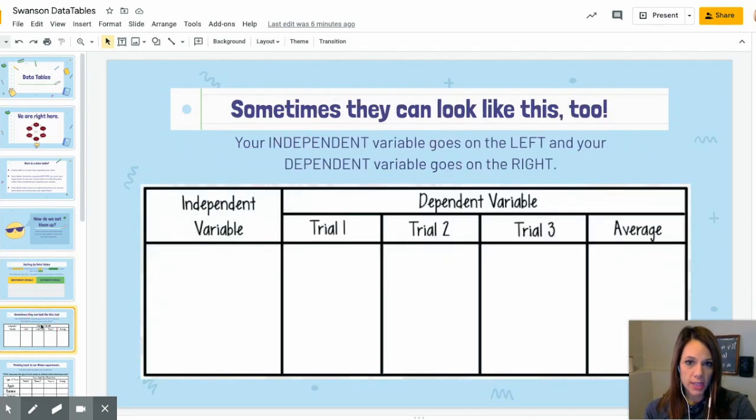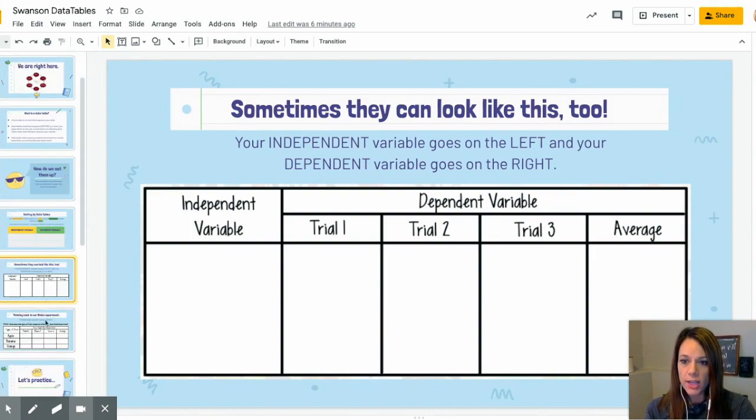Sometimes they can look like this too. So we've got our independent variable here, but then a lot of times when we're collecting data, we do multiple trials, or we have multiple test subjects under our dependent. So you might see data tables that look kind of like this, and then they've got a spot for an average. You'll notice too, data tables always have straight lines. If you are doing this by hand, you use a ruler or a straight edge, and write neat and whatnot.